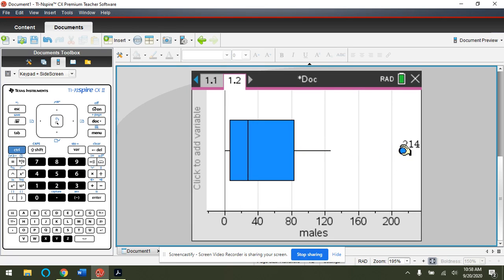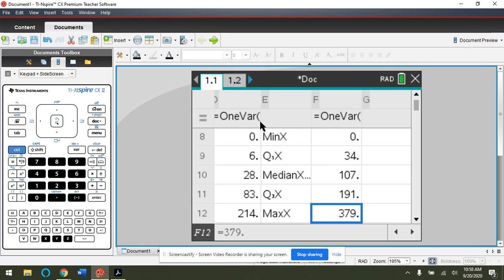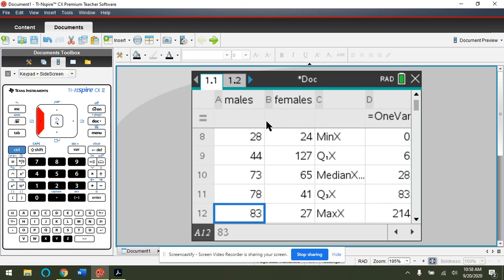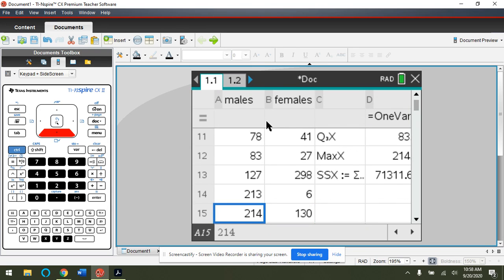And notice there are two outliers. This is where you need to pay attention to your data set. It looks like one, but males, if we go back to our list, males down here have two numbers up there. So you have to pay attention, because if you only draw one outlier, you're wrong, because there are two outliers in this data set.